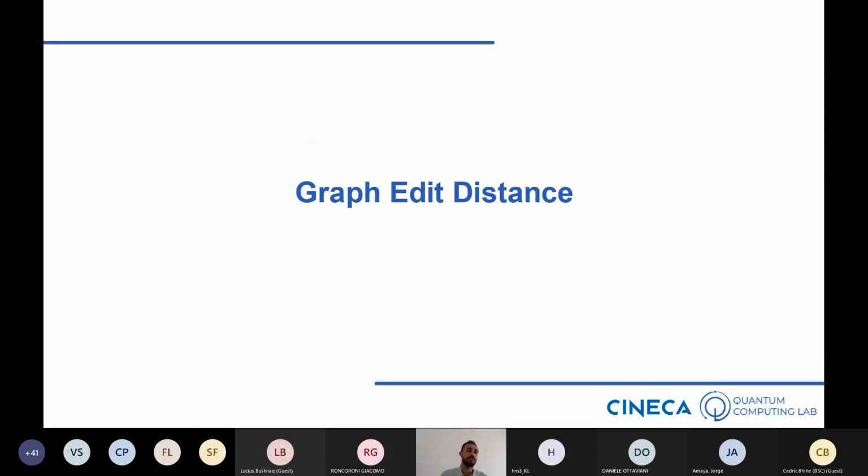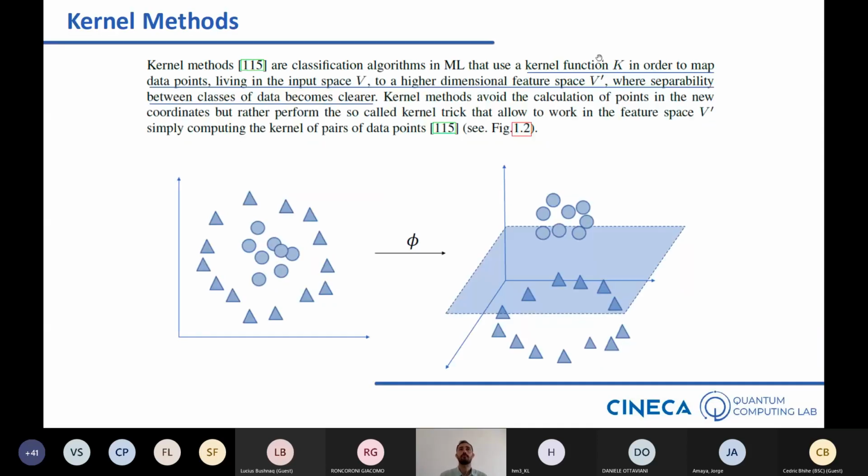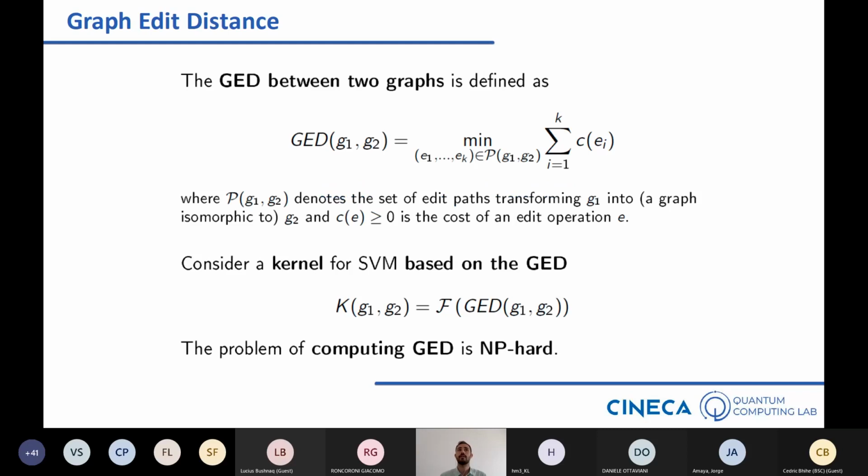So graph edit distance could be used to define a kernel when your dataset is made up of graphs. Every point is a graph of some kind, and you want to discriminate two kinds of graphs, for example. The distance between graphs is the edit distance, defined as the minimum number of operations you have to do to transform one graph into another one that is isomorphic to the first graph. Isomorphic means that their topology is the same, okay?